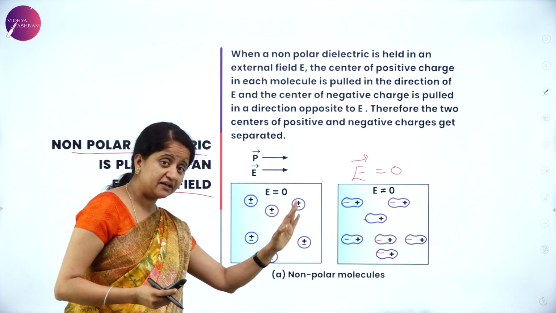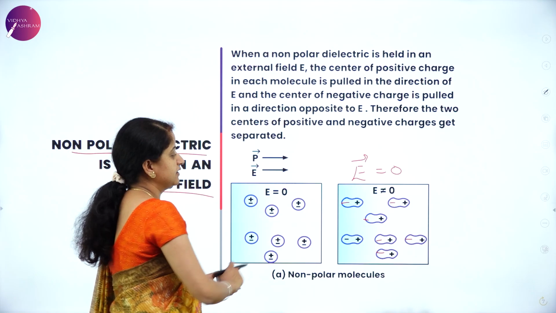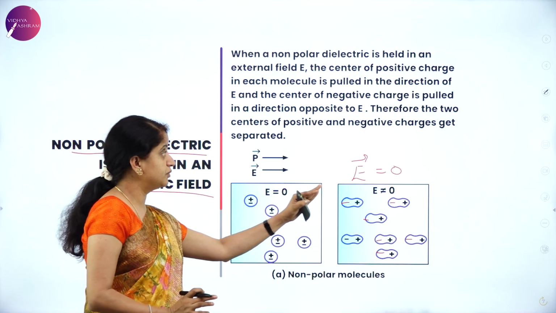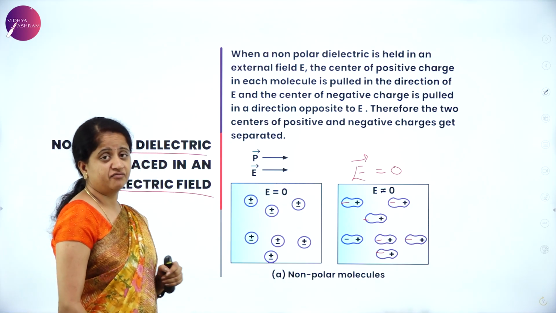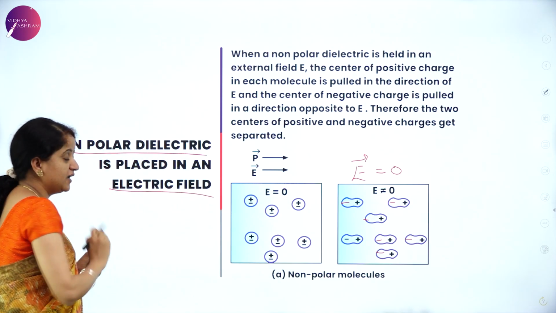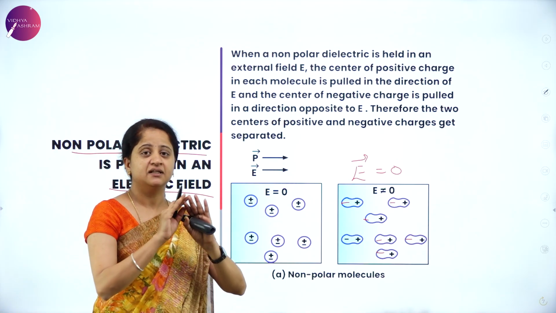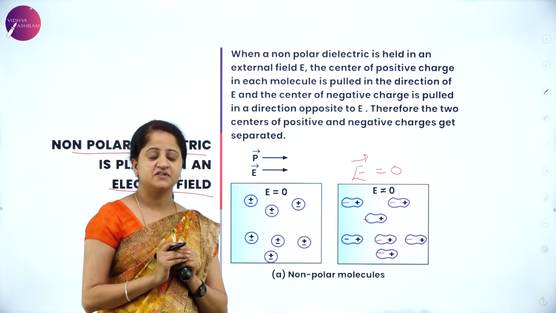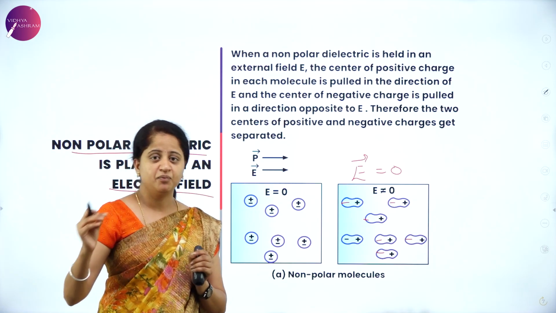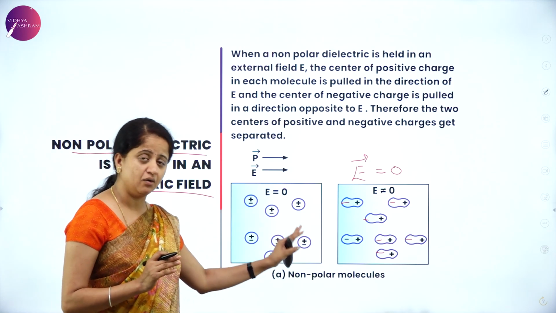In the absence of an electric field, the centers of those two charges coincide. In the presence of an electric field, you can observe the positive charges pulled in the direction of the electric field and negative charges pulled opposite to the direction of the electric field. Therefore, we can conclude that when a non-polar dielectric is placed in an electric field, it gets polarized, which means there will be a difference in their centers. They will move apart from each other and hence we can create a dipole moment between them, and we can say the non-polar dielectric is now polarized.